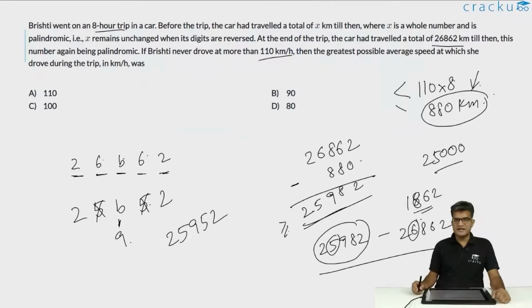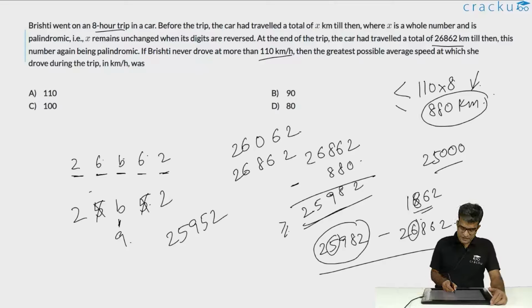What values can B take? Now there is no condition on B. Why is there no condition on B? Because this number lies between 26062 and 26862. Any of the values that B takes, either 0 or 1 or 2 or 3 or 4 or 5 or 6 or 7, probably not 8, any of them will satisfy this condition. The total distance will be less than or equal to 880 kilometers.